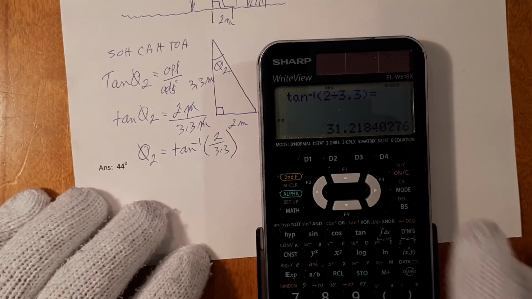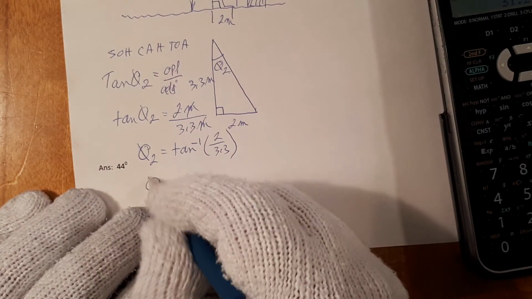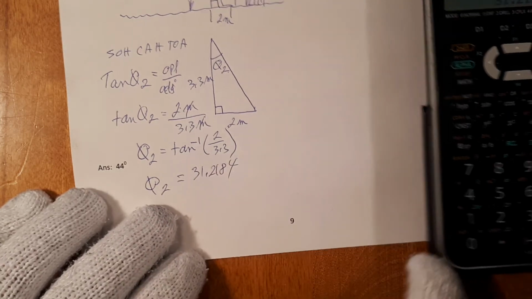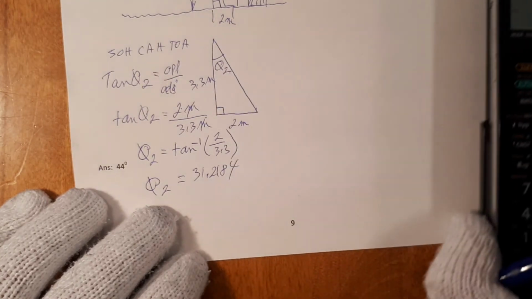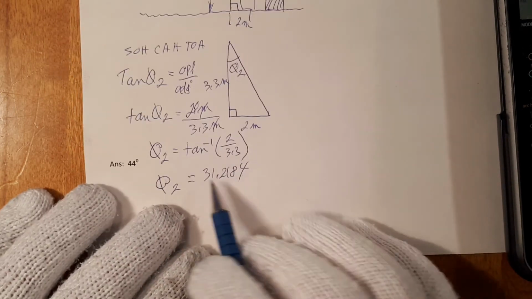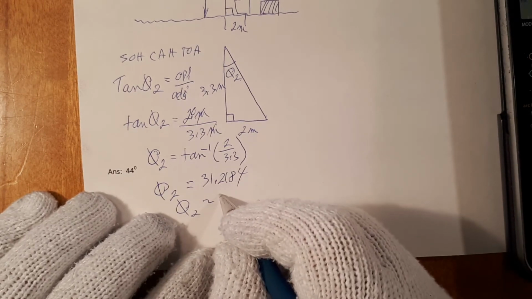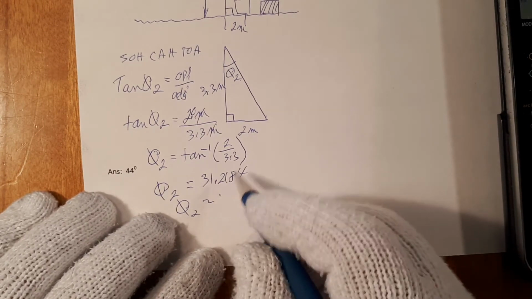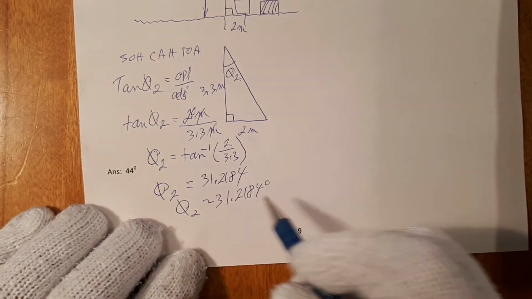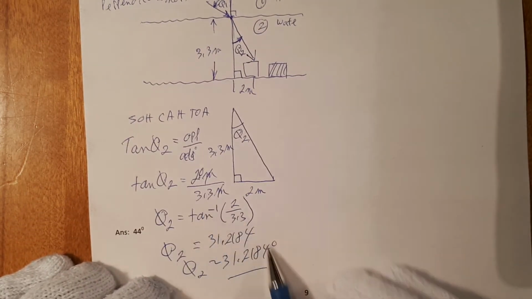And it's in degrees, because I have this set for degrees, 31.2184. In this case, these were two sig figs, so we're going to round this to 2 sig figs. Theta 2 is approximately 31 degrees. Now we'll carry on with the 31.2184 degrees, but we'll use this number, remembering that we're using two significant figures here for the final answer.